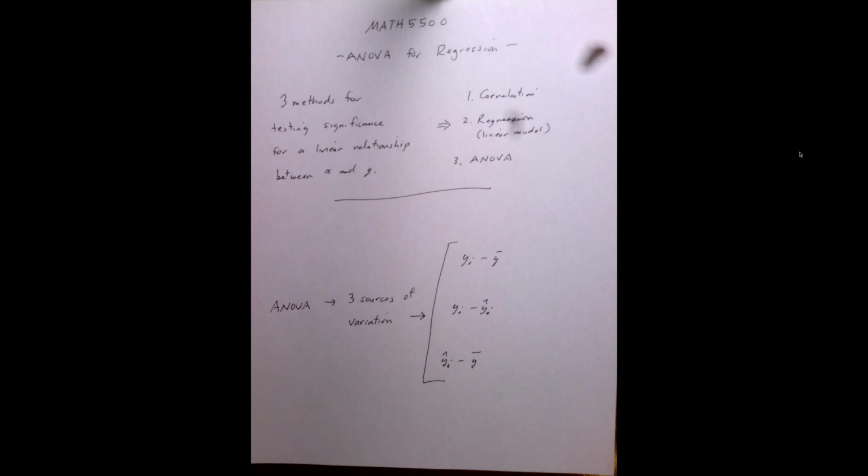All right, Math 5500. The topic we're going to explore in this video is called Anova for regression. So up to now, we've had two methods. We're getting ready to create a third one for testing the statistical significance of a linear relationship between two quantitative variables, x and y. The first one that we've looked at is correlation.